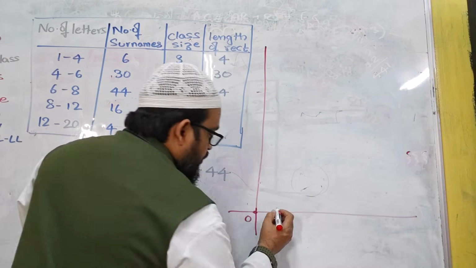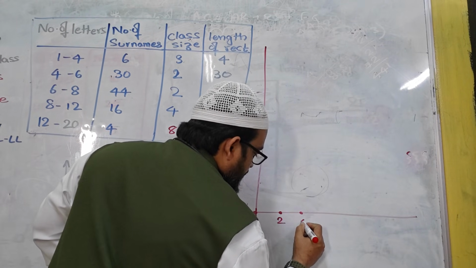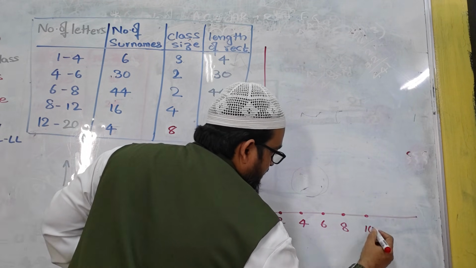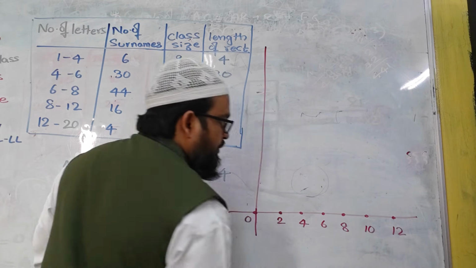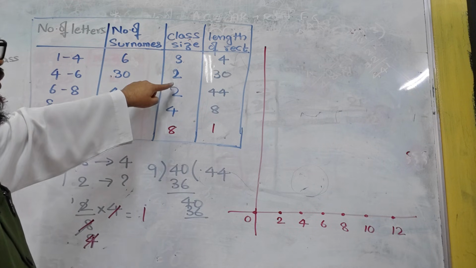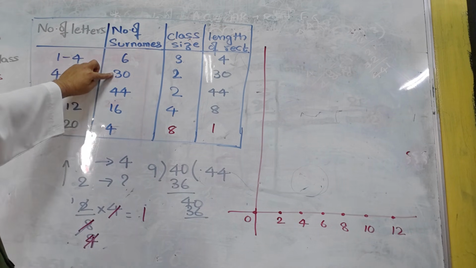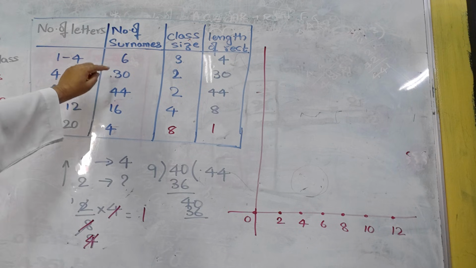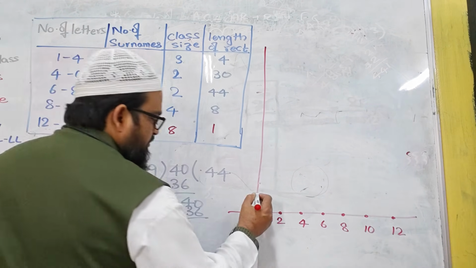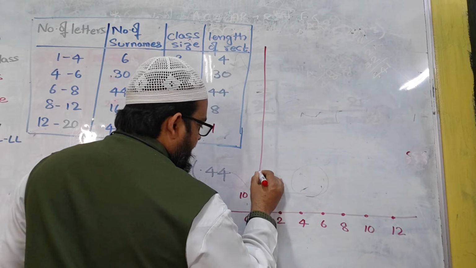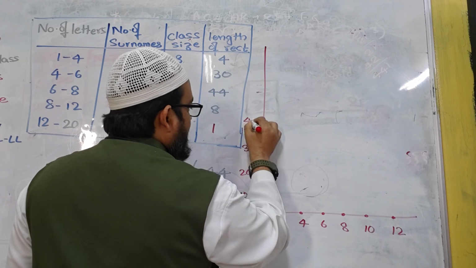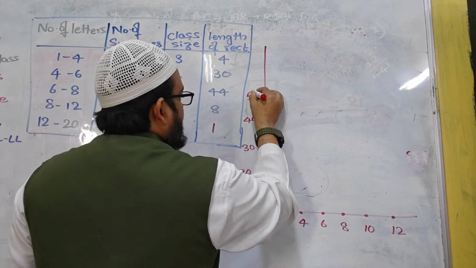And you have multiples of 2 except 1. So take it to 4, 6, 8, 10, 12. Okay, and now let us see the frequency. The frequency is 6, 30, 44, 16, 4. So the lowest is 4 and the highest is 44. So let me take 10, 20, 30, 40 and 50.